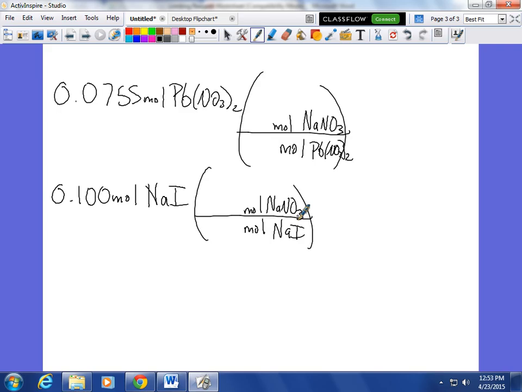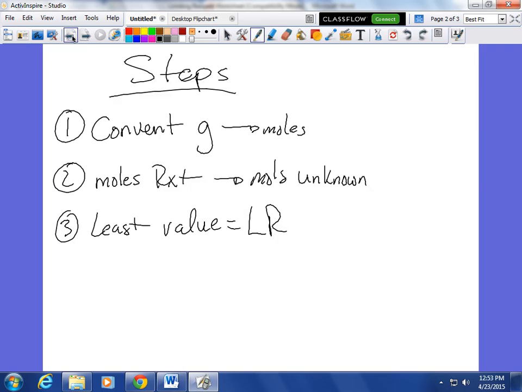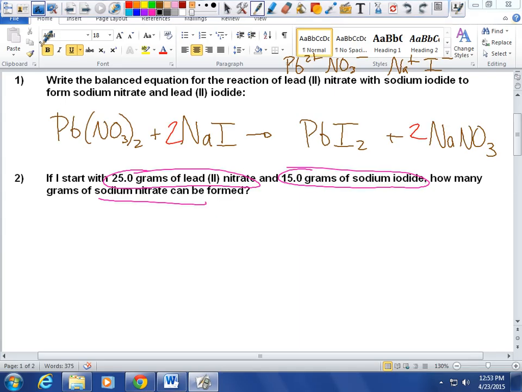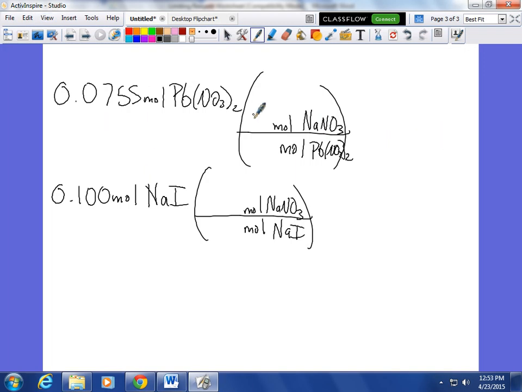All right, so have we done this before? This is your mole-to-mole step. Where do these numbers come from? The coefficients. I'm going to go back and look. So the mole-to-mole ratio of lead 2 nitrate to sodium nitrate is a 2 to 1. And what is it from sodium iodide to sodium nitrate? 2 to 2. So when we come here, we're going to have a 1 over a 2, and here we're going to have a 2 over a 2. All I did was just plug in the coefficients. Flip the top one. Oh, it is. Thank you. Sorry, I messed that up.